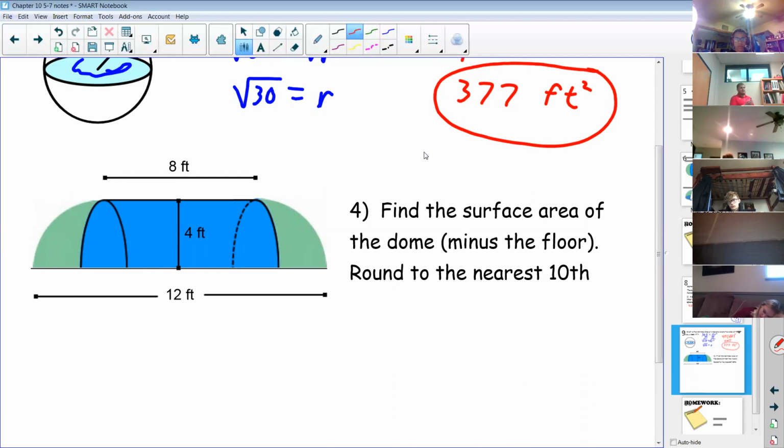So sometimes people build buildings like this. I don't know if you guys have ever seen one like that. I think they're kind of cool. But that would be our building, right?